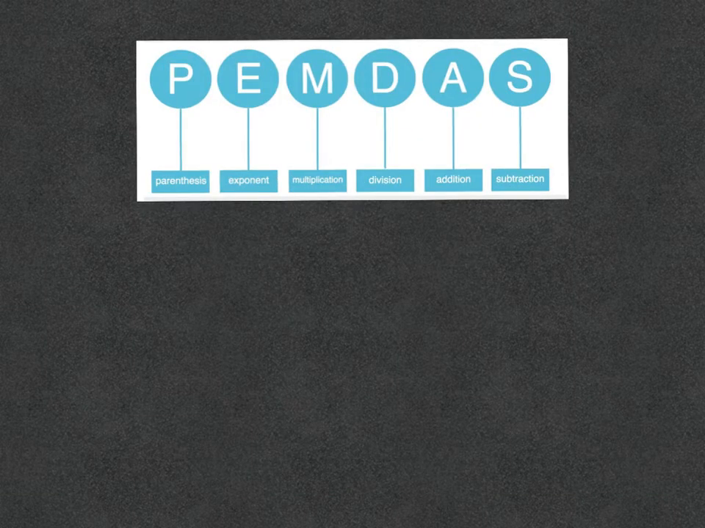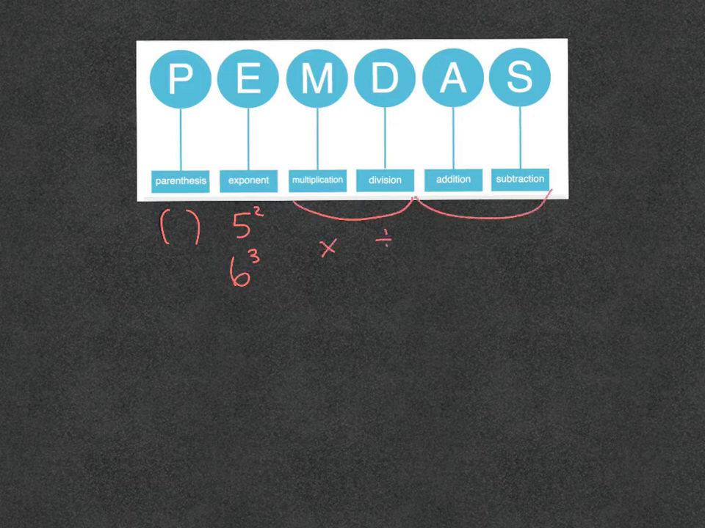When we have PEMDAS, remember we're going to look for parentheses first. Then we're going to have exponents, which is what we're talking about today. So 5 squared, this exponent up here, you could have 6 to the third. It doesn't matter what your exponent is. If you have an exponent, that's the next step after parentheses. Then we have multiplication and division that are done at the same time from left to right. And then addition and subtraction, which are done at the same time from left to right.